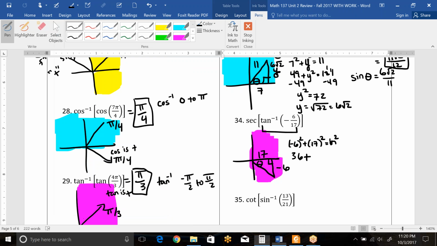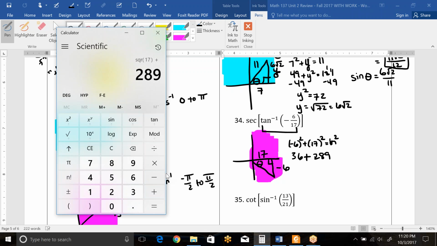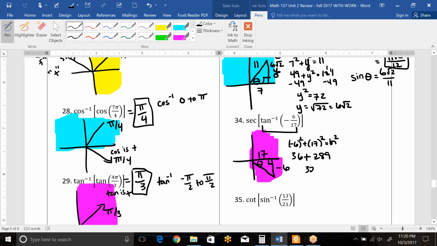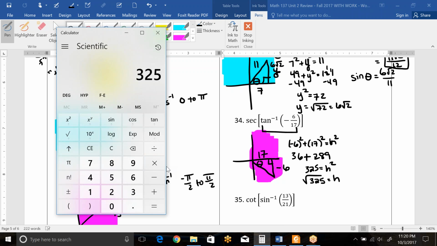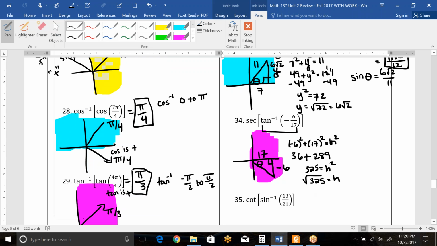Yes, 289. And we add that together to the 36. That's 325. We want to take a square root of that. And it's going to be positive because hypotenuse is always positive. 25 definitely goes into that. Let's see if anything bigger does. So that's going to be 5 square root of 13. So 5 square root of 13.